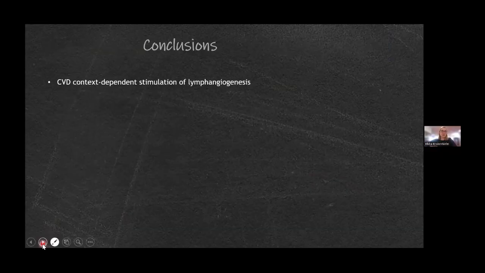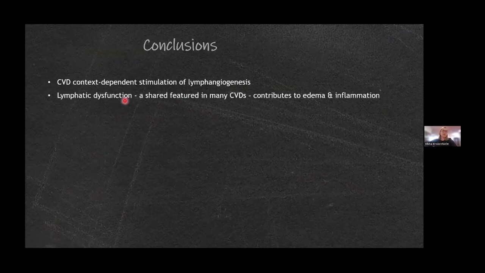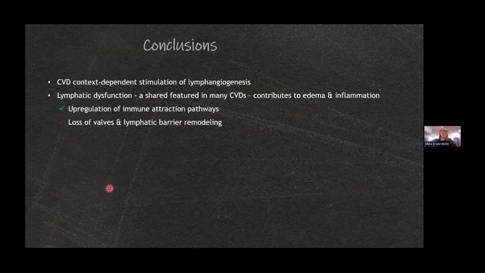So to conclude, what I've shown you is that depending on the cardiovascular disease context, stimulation of lymphangiogenesis doesn't look the same. More importantly, however, it seems to be a shared feature in many different cardiovascular diseases that the lymphatics are dysfunctional. And when lymphatic transport is not sufficient, obviously it can contribute to both chronic edema and inflammation, and as Veronique suggested, also to build up of cholesterol, although this is something we have not addressed.